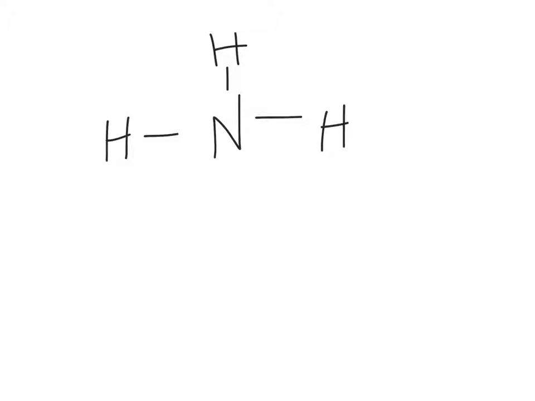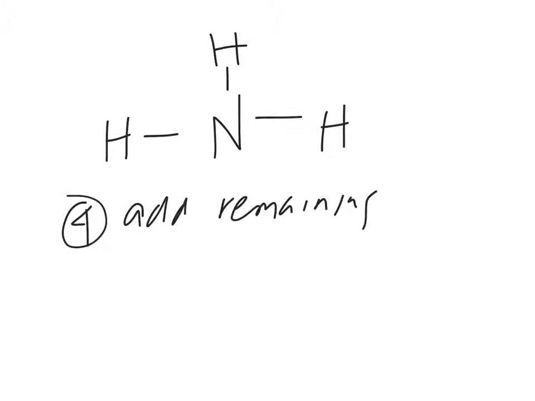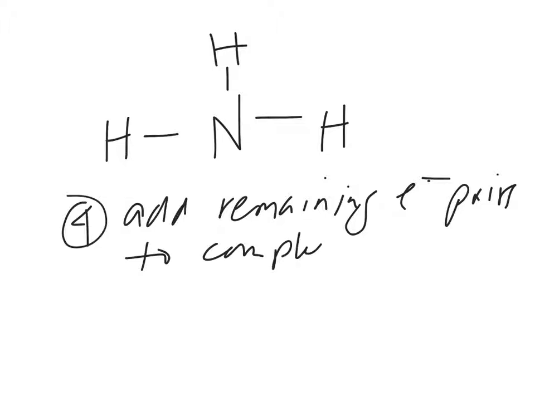Okay, so the next step then that we're going to do with our structure is we're going to add the remaining pairs of electrons that we haven't used yet. And we're going to do that in a way to complete the valence shell on each particular atom.